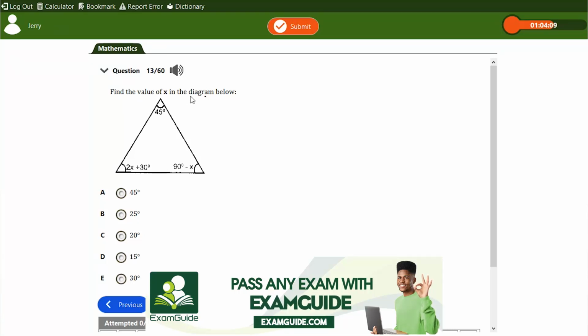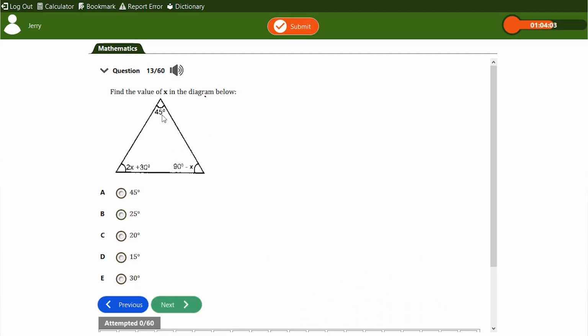Now they say find the value of x in the diagram below. Okay, it's still the same thing. How to do this? They gave us a triangle here. Can you see this? This is a triangle. All right. So we have the first angle is 45. The second one is 2x plus 30 degrees. The third one is 90 degrees minus x. So what to do? You know, the sum of angles in a triangle like this is 180. So you do 45 plus 2x plus 30 degrees plus 90 degrees minus x, you equal them to what?